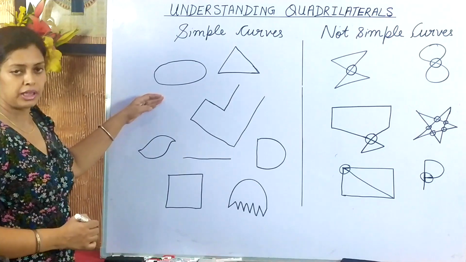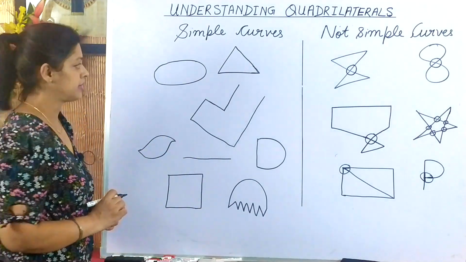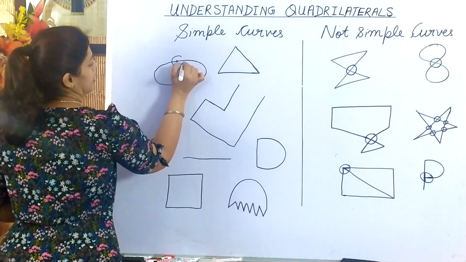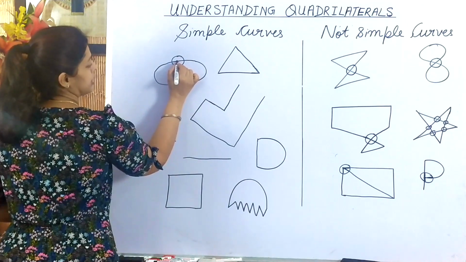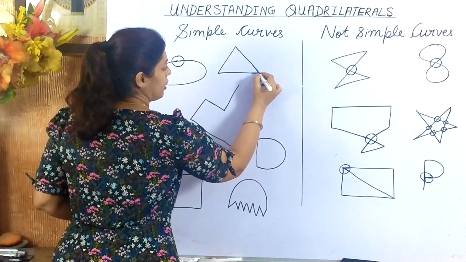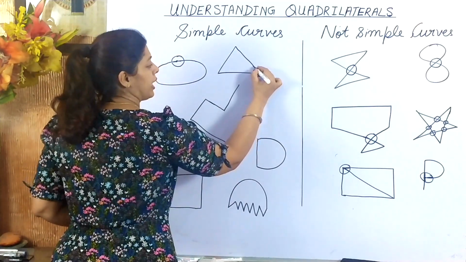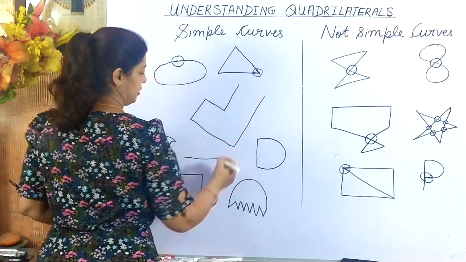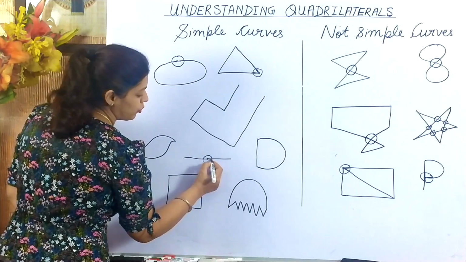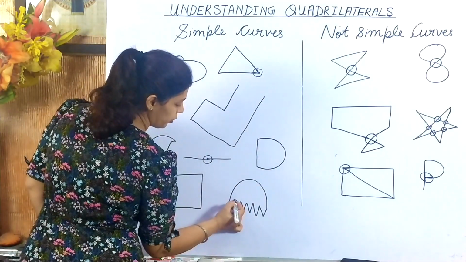But in simple curves, if we take any point on the curve, we can go in only 2 directions. So for example, if I take a point on this curve, I can move in only 2 directions, either this side or this side. Or if I take a point on, say, this curve, this point, again I can move only in 2 directions, this or this. Or if I take a point on this line, again I can move only in 2 directions. Or any point, I can move in only 2 directions.